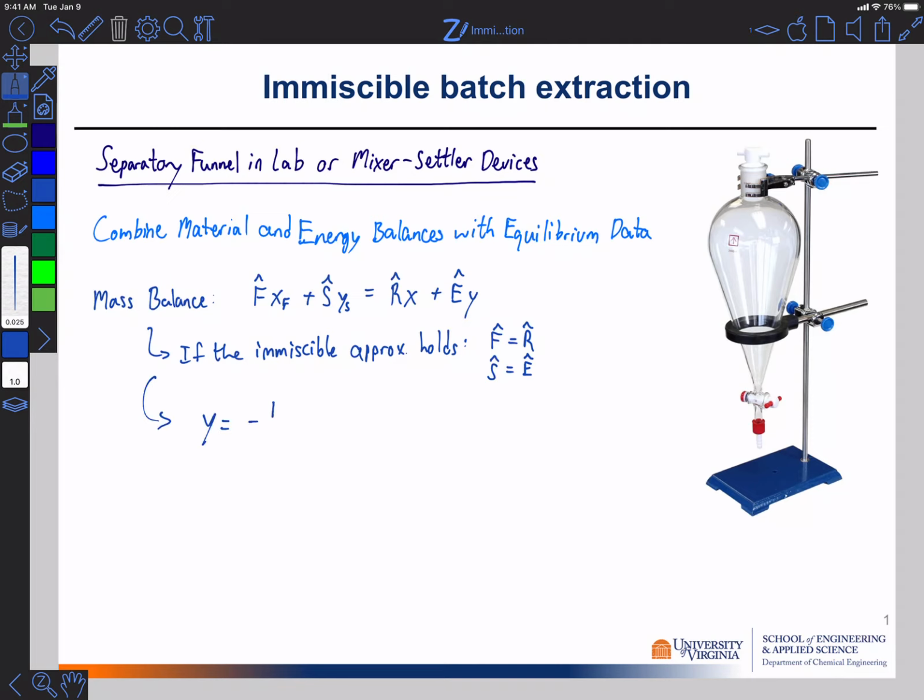All right, so we find this is negative R over E plus Y sub S plus R over E times X sub F. And there should be a hat on top of the E there. Make that a little bit clearer.